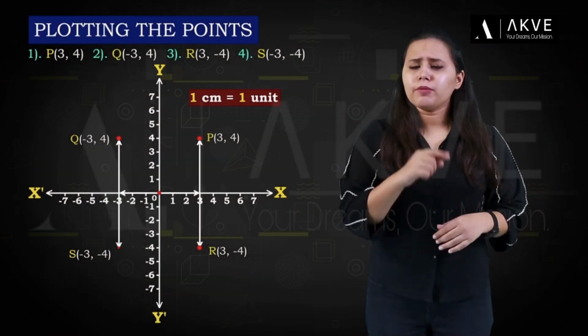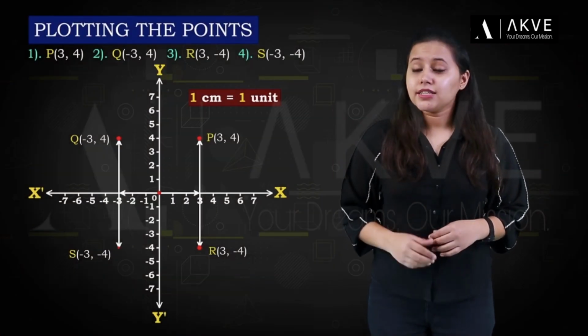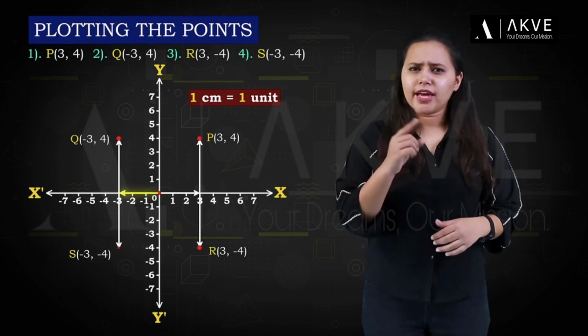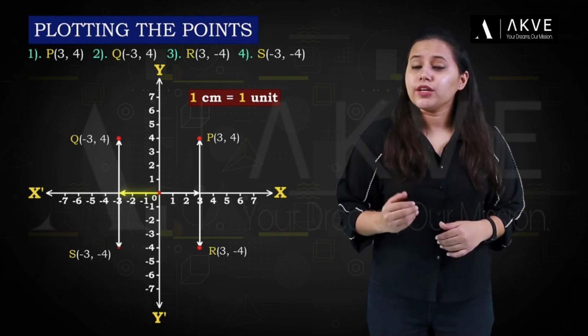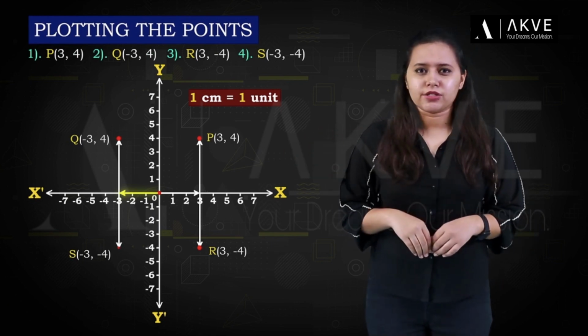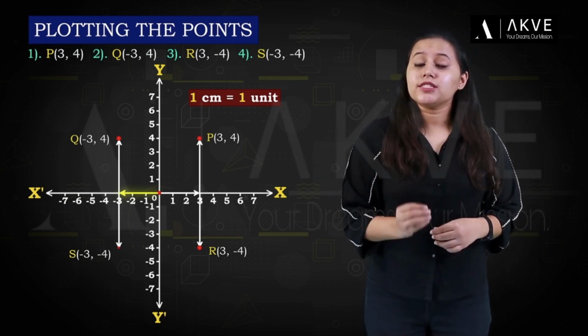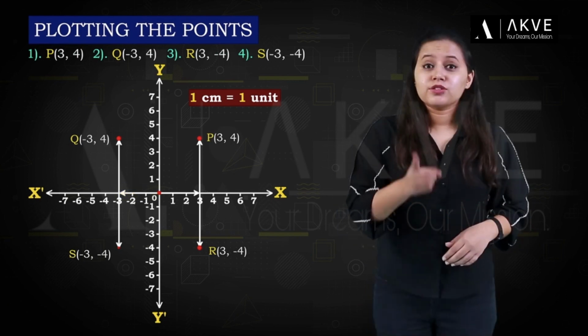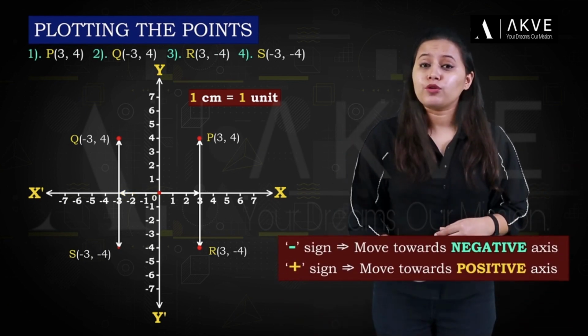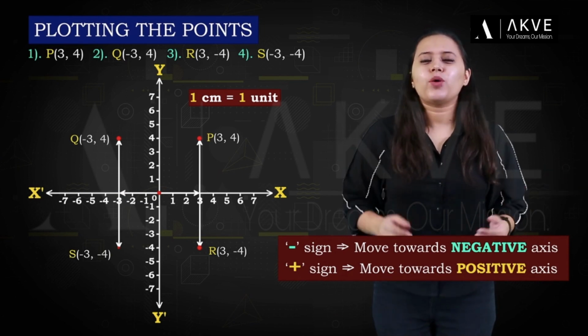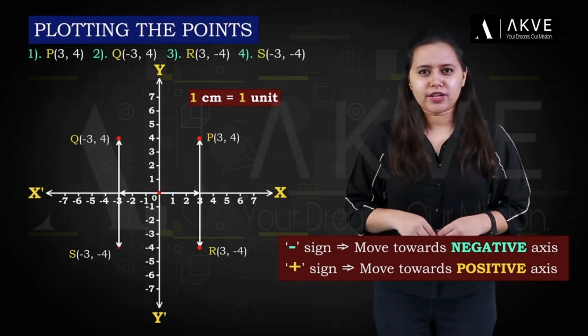Since distance cannot be negative, I must say that I am 3 units away from the x-axis, not -3 units. I moved 3 units but in the negative direction. The negative sign just indicates the direction. So always remember that if a negative sign is there, you have to move towards the negative axis. Otherwise, you have to move towards the positive axis.